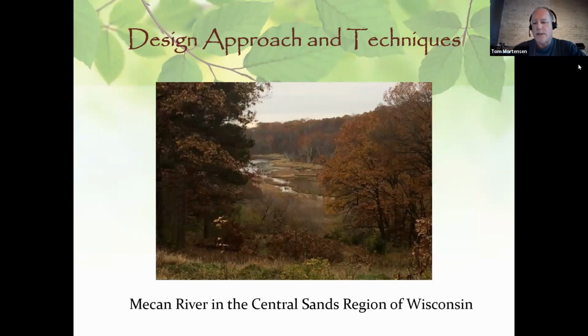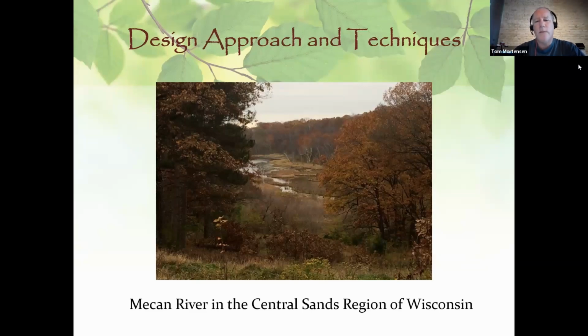This is a photo I share in the class that I teach, and I just want you to think about this as I'm explaining it. So this is the Mecan River in central Wisconsin. What you see here is what happens in nature. You have a low flow channel, the river. You have floodplain, these alluvial areas where during large storm events or rain events, the water has somewhere to go, and so that's the floodplain. And then the side slopes are all hardwoods.